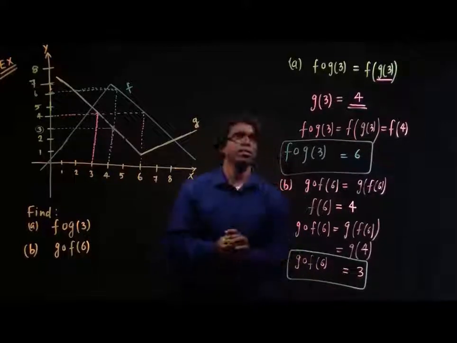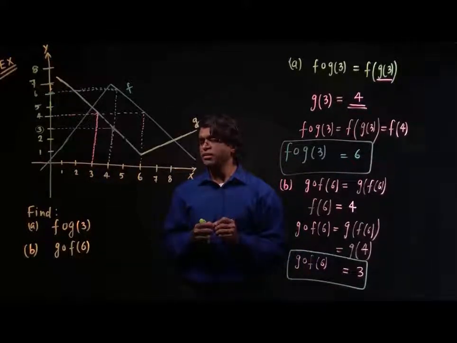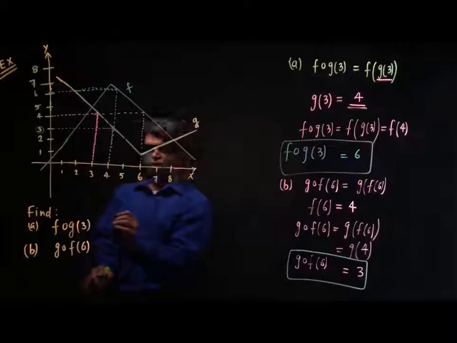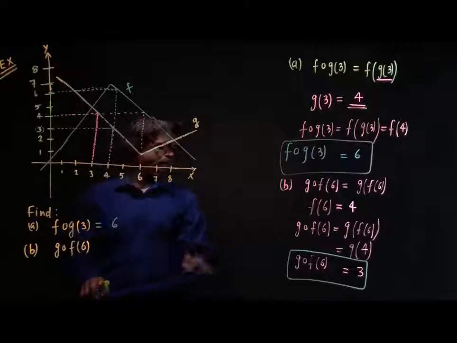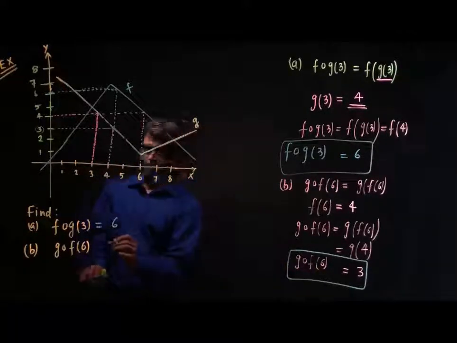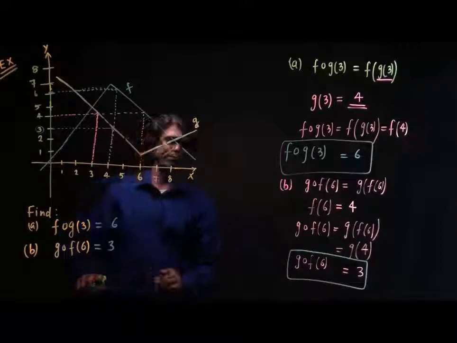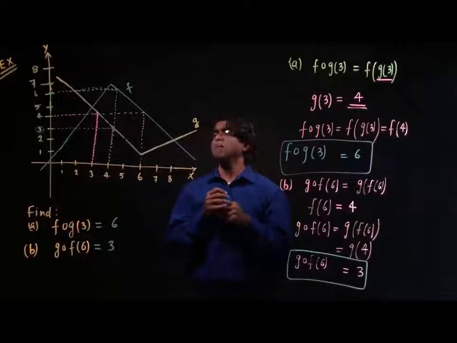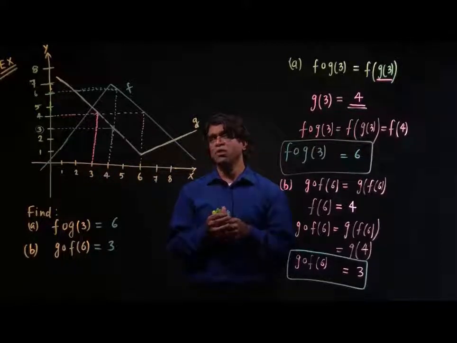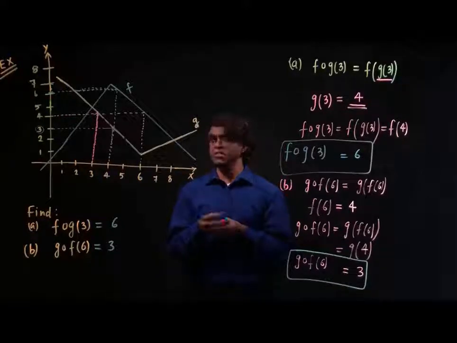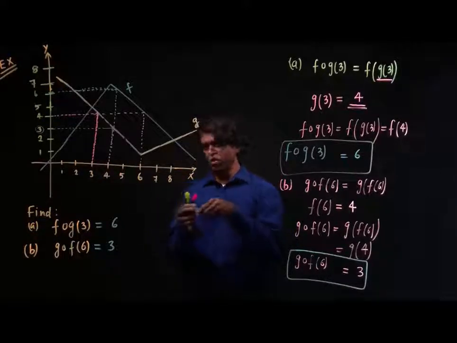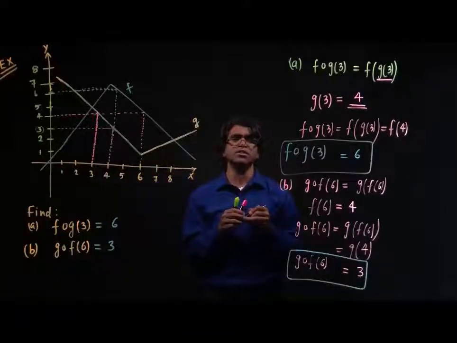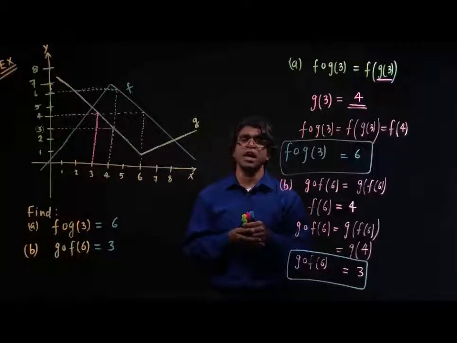So g of f of 6 is 3, right? As you can see, the value of f of g of 3 is 6, and the value of g of f of 6 is 3. And this is how we find a composite function if the graph of the function is given and we are looking for the value of the composite function for the given graph at the given value.